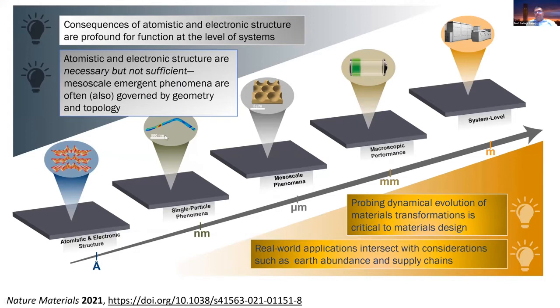And one of the reasons we don't have a good solution is that this is really something that crosses many scales. So starting at the level of atoms and electrons, to the level of particles, and then electrode architectures, and then macroscopic systems, right? And so I think there's a real central role for chemists here, because the consequences of atomistic and electronic structure are really very profound for function at the level of systems. And atomistic and electronic structure are necessary, but not sufficient. There's numerous mesoscale emergent phenomena that are often required as well, that are governed by geometry and topology.